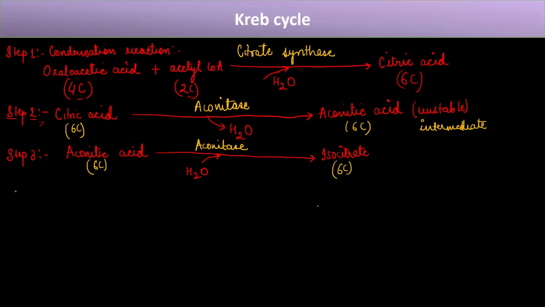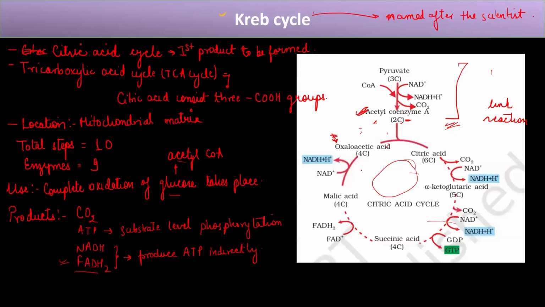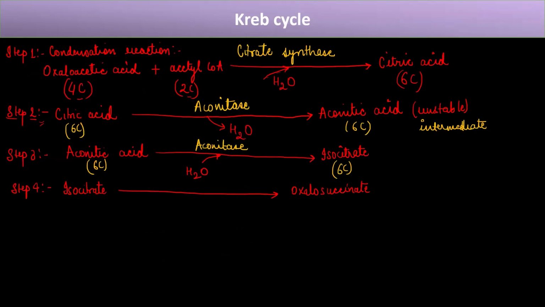So what happens next? Now in step 4, this isocitrate that is formed gets converted into oxalosuccinate. Okay. Until now, there is no ATP formation taking place, no carbon dioxide release took place. So here it is still 6 carbon and 6 carbon, but just the rearrangement of these molecules is taking place, leading to the formation of different products.